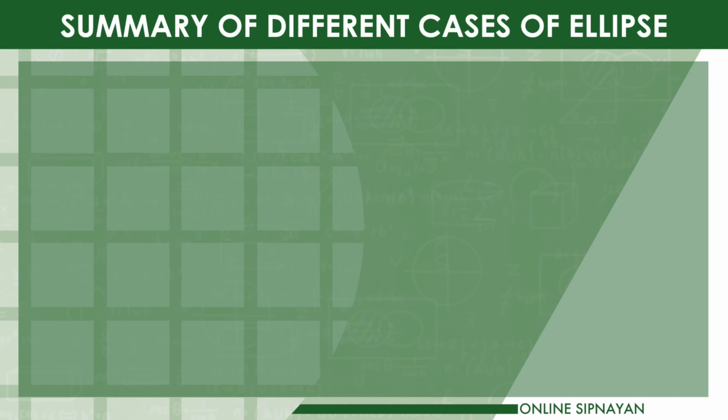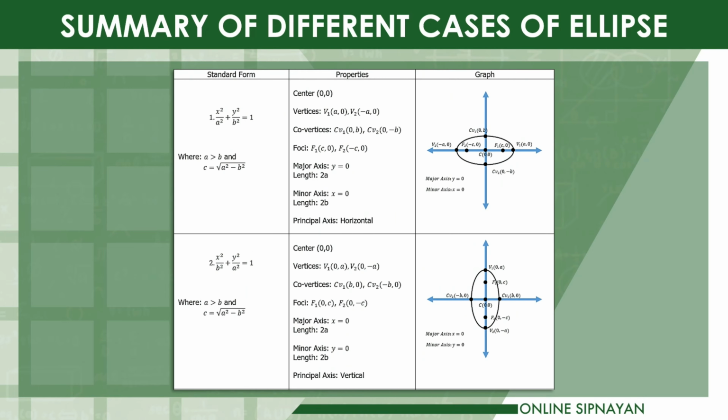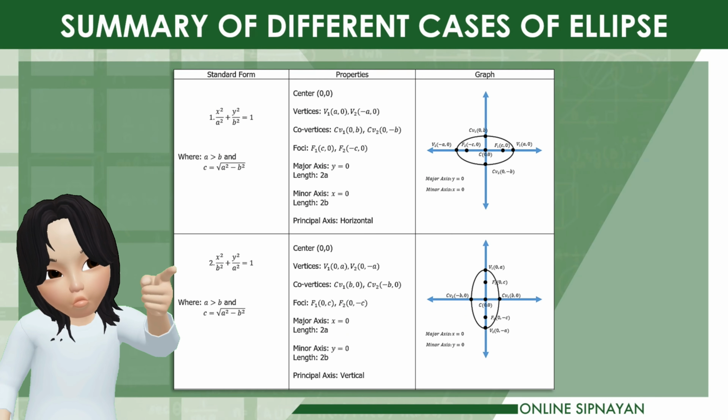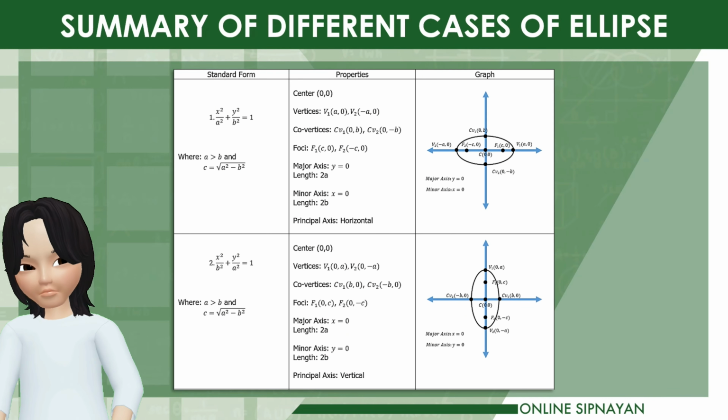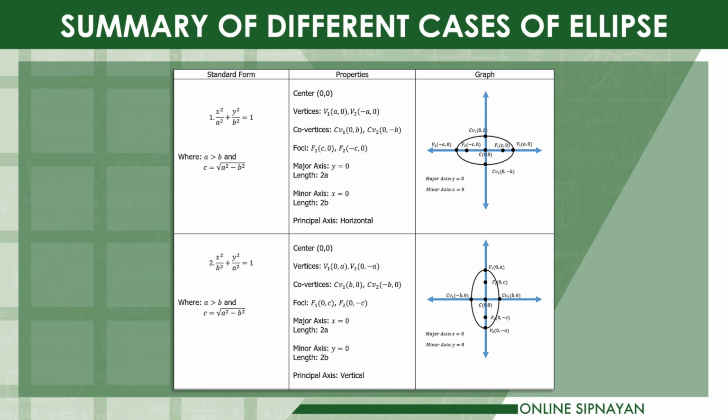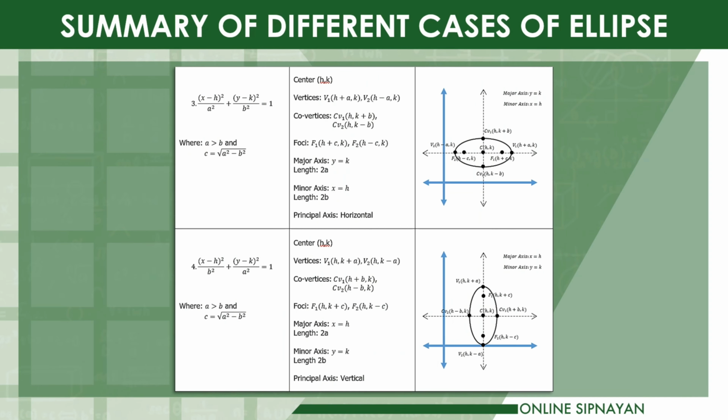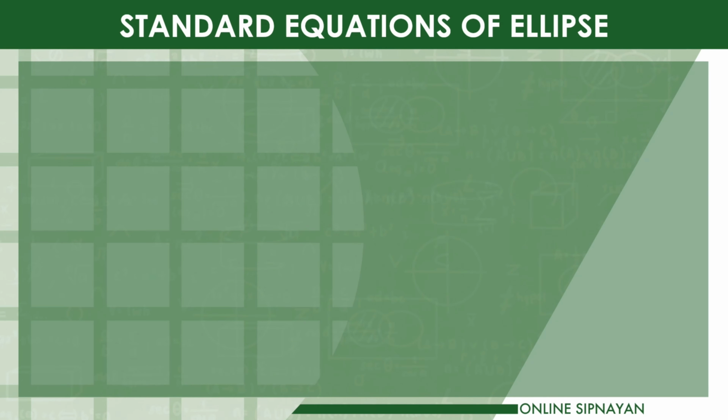This is the summary of the different cases of ellipse. There are 4 cases of ellipse and I want you to familiarize yourself with them, for this will help you determine the standard equation, general equation, and the graph of an ellipse. Here, number 1 and number 2, next is number 3 and number 4. And these are the standard equations of ellipse.